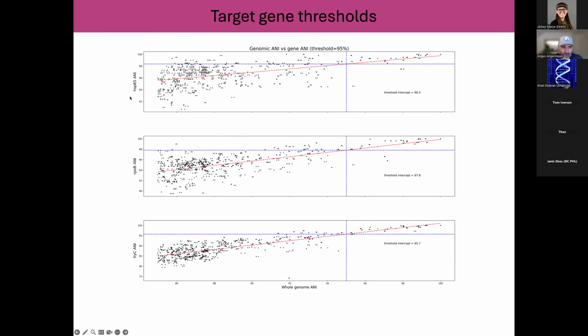And just to show, these are all of the three genes, but it's a very similar concept. For tlyC, actually, the intercept threshold is very close to the lowest seen value. But for the other two, there's some stragglers down there.